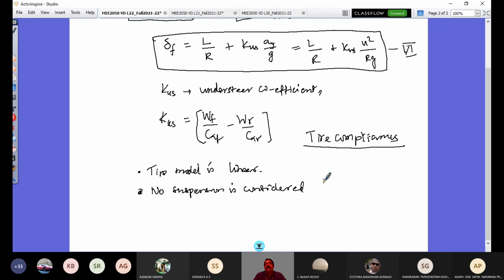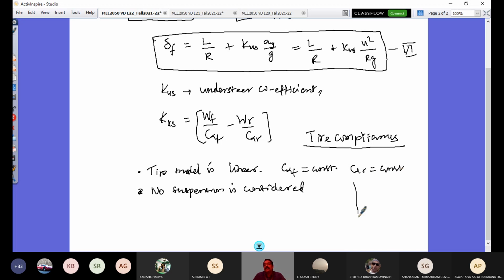The vehicle as a whole is considered as one rigid body, right? There is no discretization of unsprung mass or sprung mass. We consider the entire vehicle as one vehicle, and we do not consider the effect of suspension in our model. And the tire model is linear. That means what? We consider this C alpha F is equal to constant, or C alpha R is constant.